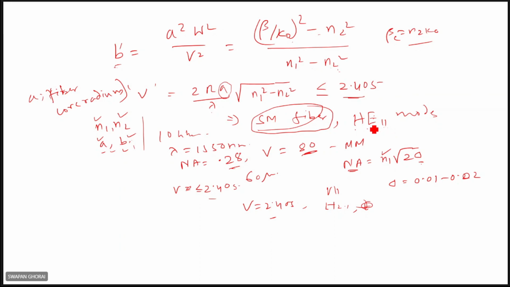Because if there is only a single mode, if it is one, there will be no power, so the energy will be 0. So some power must be there, so that the fundamental mode will always be there, right? So why this typical value 2.405? That is because it's related to the Bessel function.